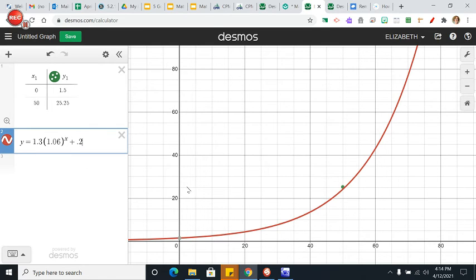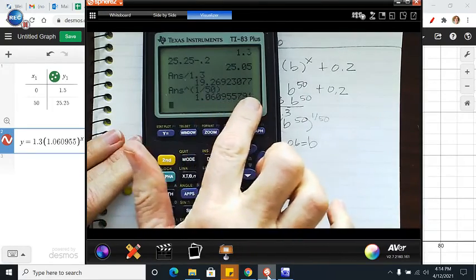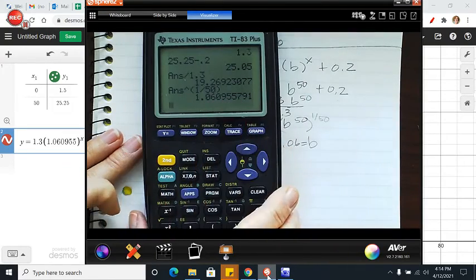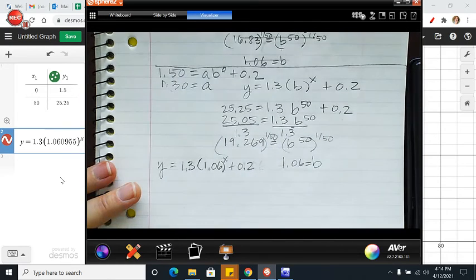That seems a little bit off. I might have rounded off a little bit when I did that 1.06. Let's put 1.060955. That's a little bit better. So that was when I cut that off a little bit, but it turns out we need those decimal points.